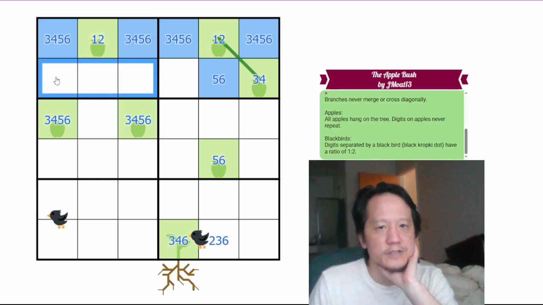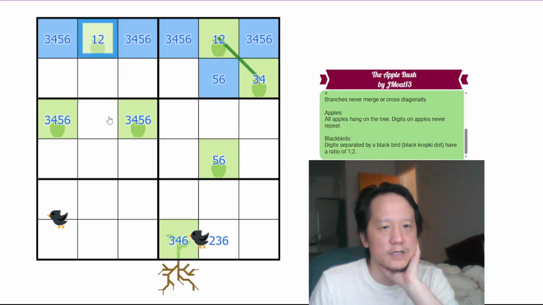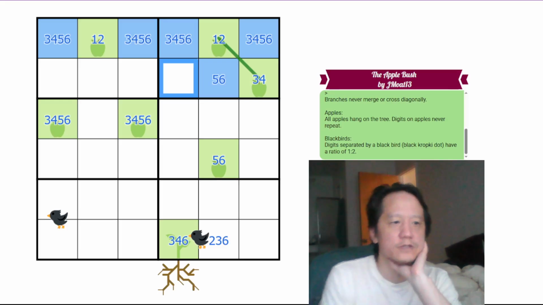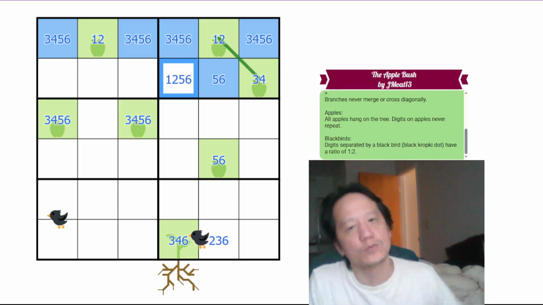So one of these is 3 or 4 because it must go up to this cell. So one of these is 3 or 4. That means this cannot be 3 or 4. It must be 1, 2, 5, or 6. We're not sure which, though.